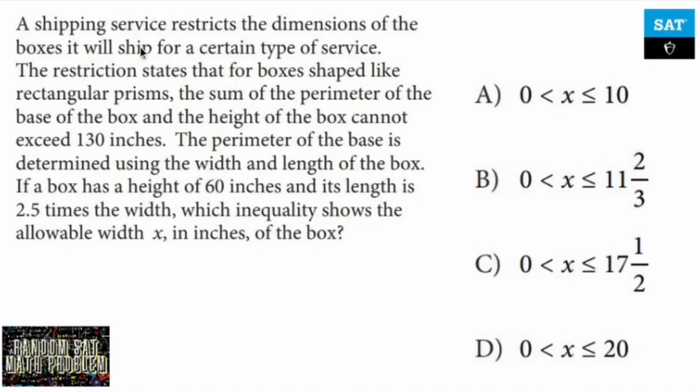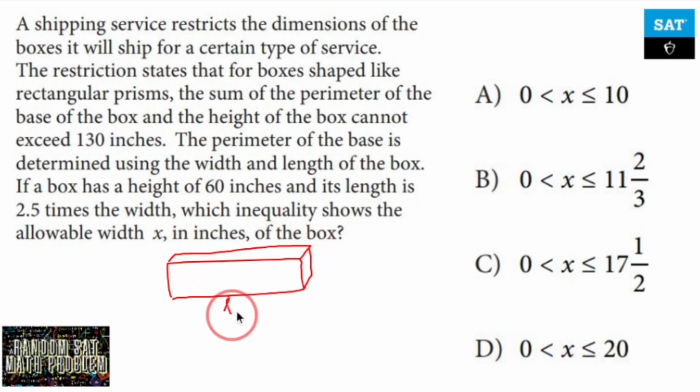A shipping service restricts the dimensions of the boxes it will ship for a certain type of service. Okay? The restriction states that for boxes shaped like rectangular prisms, the sum of the perimeter of the base of the box and the height of the box cannot exceed 130 inches. All right, the sum of the perimeter of the base of the box. So let's draw a picture.